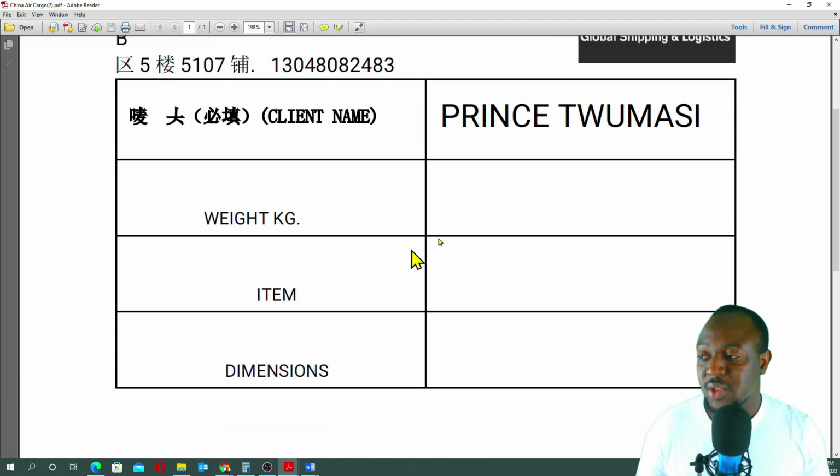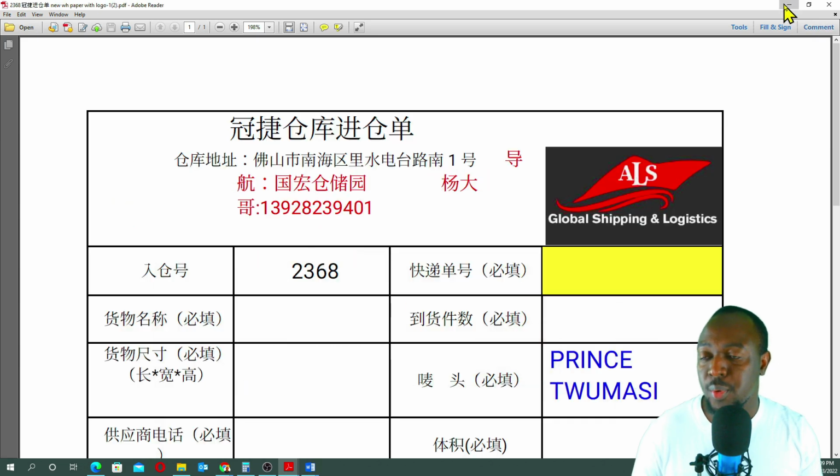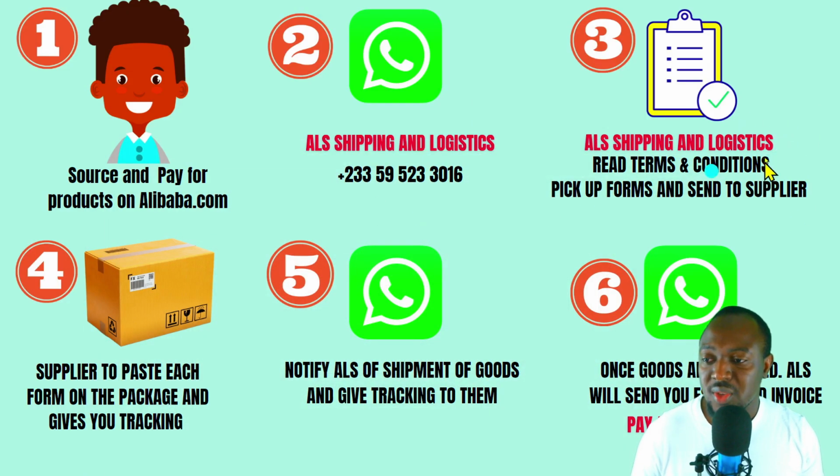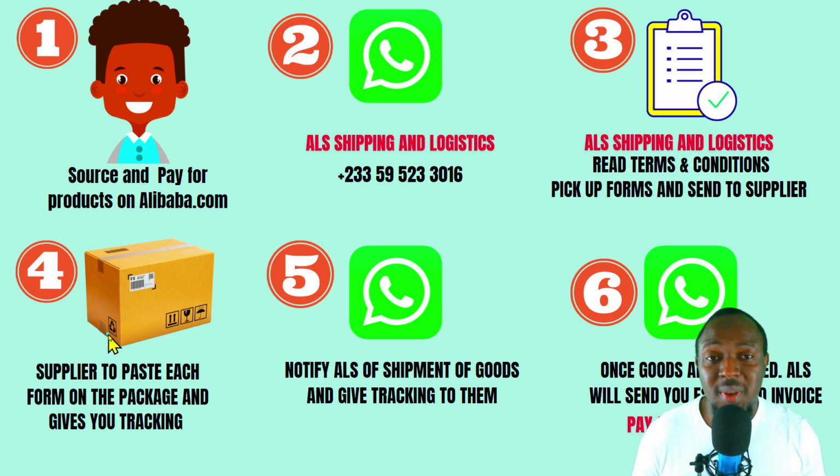Okay, and my supplier will have to enter all these details and paste it on my products. So I'll accept that. They'll give it to me, then I'll have to give those documents to my supplier to paste on my products. So step number 4, my supplier will do the exact same thing, and they'll paste those documents on my boxes or my packages. Okay, and they'll give me a tracking number.